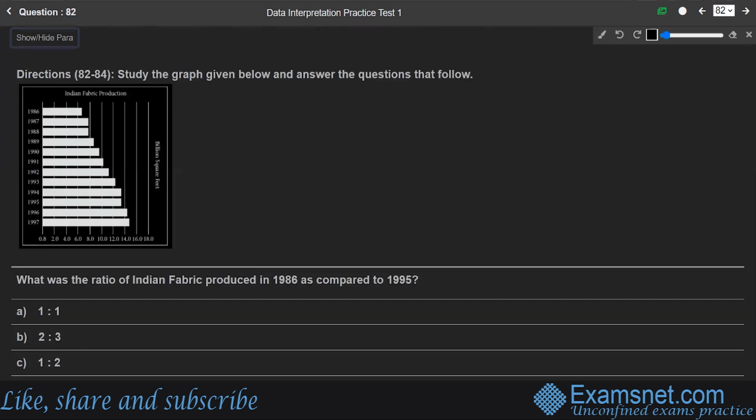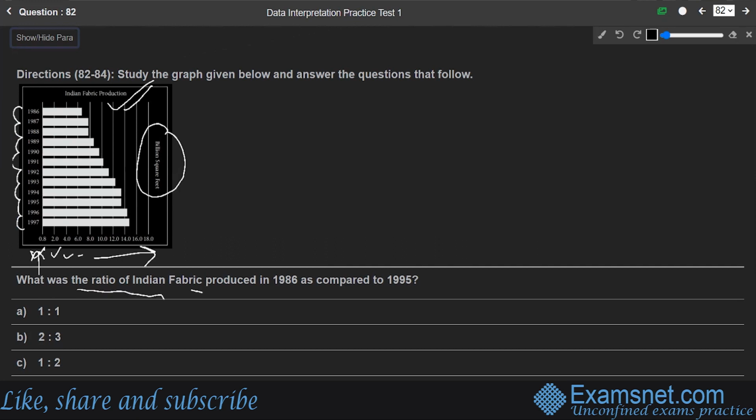Now, we have got a different bar graph this time, and we are supposed to solve it. Let us understand the bar graph first. Indian fabric production. So, fabric production by India has been provided. The value varies from 0.8, 2, 4, 6, 8, and so on. And the unit must be also there. Okay, the billion square feet, so this is the value. If it is written as 0.8, the value is 0.8 billion square feet. If it is written 2, the value is 2 billion square feet, and so on. On the y-axis, the years are provided from 1986 to 1997. This is how the year wise Indian fabric production in terms of billion square feet has been provided as the data. Let us see the questions.